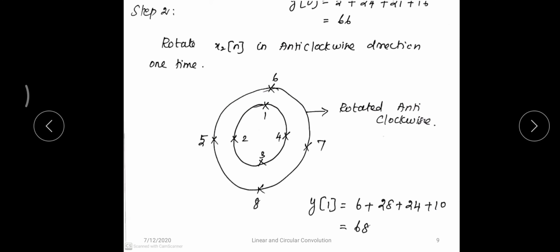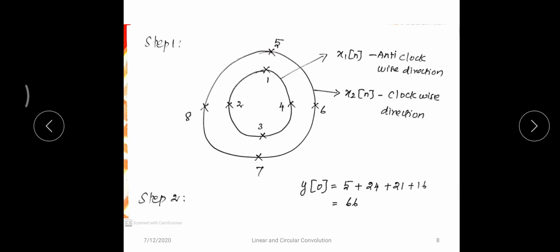Okay. Next, to get the next sample of the output sequence, once again from a student perspective, either they can rotate clockwise or anti-clockwise. Here, for example, since I placed x2 of n in clockwise direction, I have to rotate it in anti-clockwise direction. Okay, hope you understood. Since I placed x2 of n in clockwise direction, to get the further values I should go for anti-clockwise rotation. Since 5, 6, 7, 8 are placed in clockwise, just rotate these 5, 6, 7, 8 in anti-clockwise. That is nothing but the further steps.